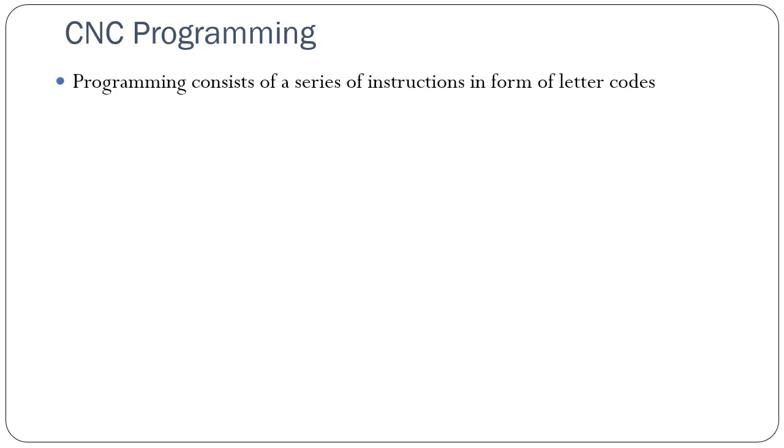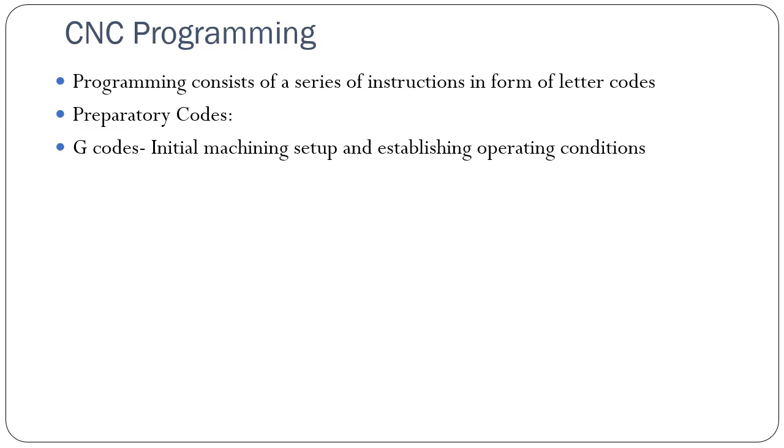CNC programming. Programming consists of a series of instructions in the form of letter codes. We call these preparatory codes. The first one is G codes. It is also called general code, or geometric code. It is used for initial machining setup, and establishing operating conditions.